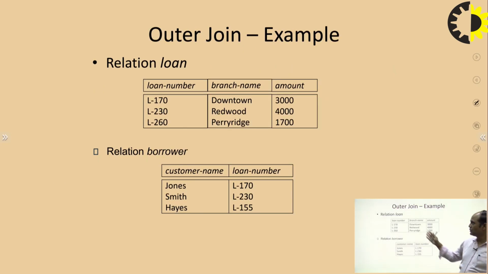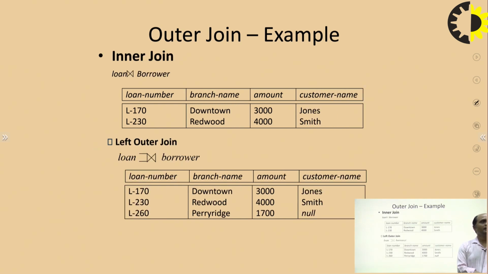Suppose we have an outer join, relation loan and relation borrower. These are the two tables. One is relation loan and another is relation borrower. Loan number, branch name and amount are some values, and customer name and loan number are the values of the other table. So how can they be combined? We have an inner join like this. We have to use inner join on loan and borrower.